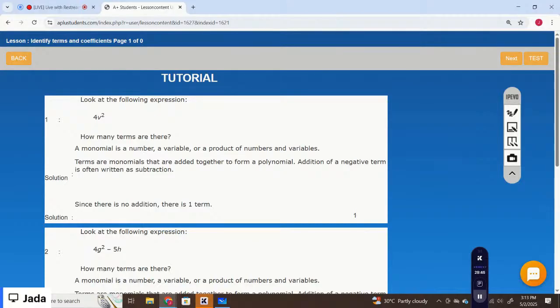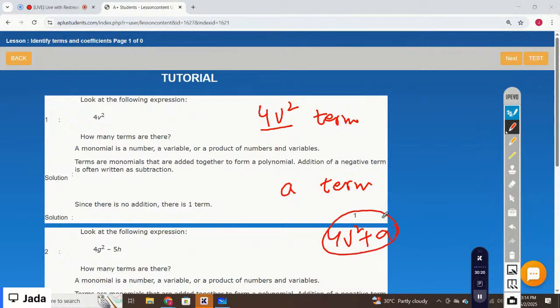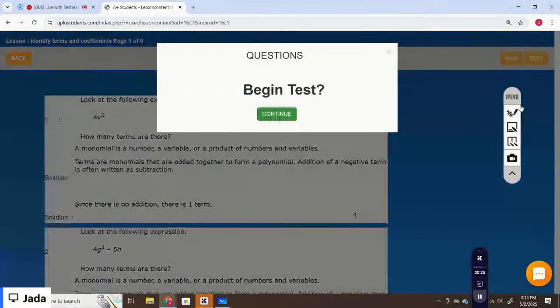A monomial is a number, a variable, or a product of numbers and variables. Terms are monomials. They are added together to form polynomials. Addition of a negative term is often known as subtraction. Basically, if you have 4v square, that is a term or monomial. If you have another term a alone, that is a term. If you write them like this, 4v square plus a, then that makes the polynomial. Got it? So alone they are the terms.